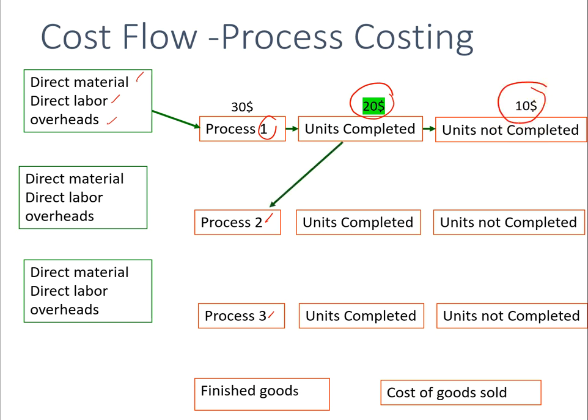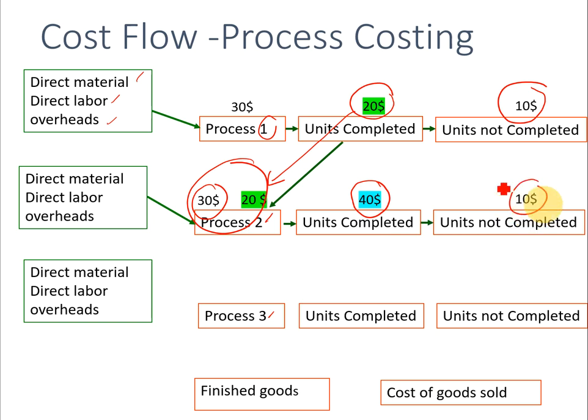Now from the first process, whatever completed will go to second process. This 20 has transferred here, and second process will have its own cost of $30. So now the total cost is $50 and goods completed is for the worth of 40 and goods not completed is $10. Now the accumulated value of goods completed is $40. Now whatever goods completed, we will transfer this to third process. Correct? So that $40 goods transferred to third process and we'll be working again on this.